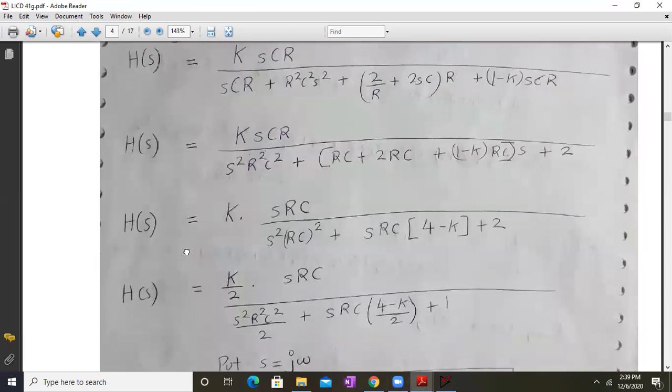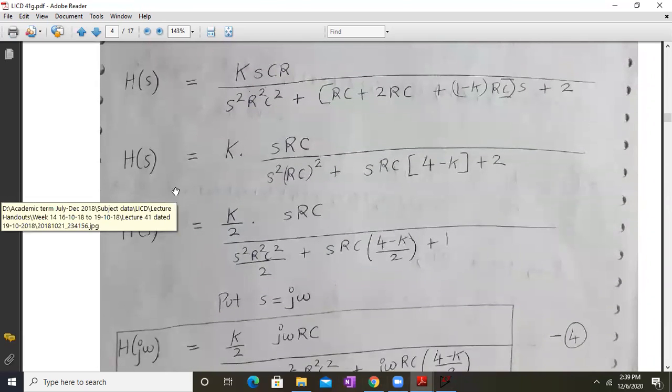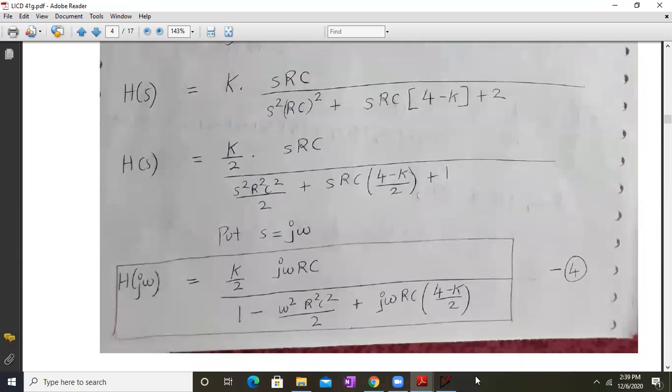Finally, after slight simplification, you will get H of S as K by 2 into SRC divided by (S square R square C square divided by 2 plus SRC into (4 minus K) divided by 2 plus 1). We substitute S equal to J omega so that we find the transfer function in frequency domain. So H of J omega will be K by 2 into J omega RC divided by (1 minus omega square R square C square divided by 2 plus J omega RC into (4 minus K) divided by 2). So this is our equation number 4.